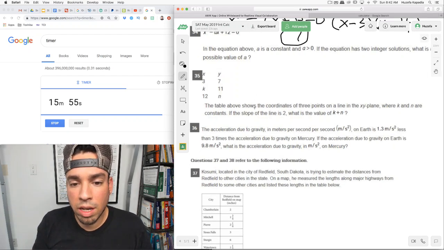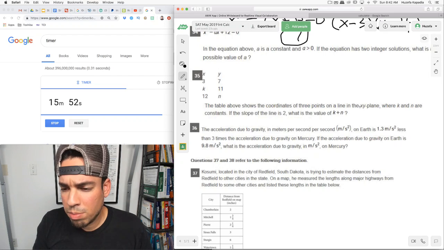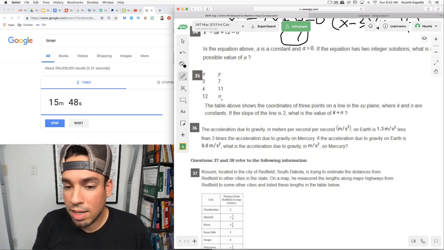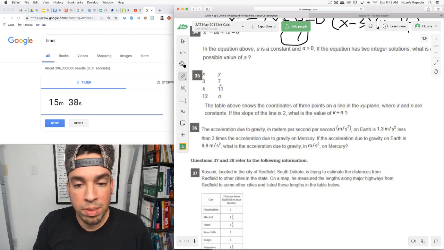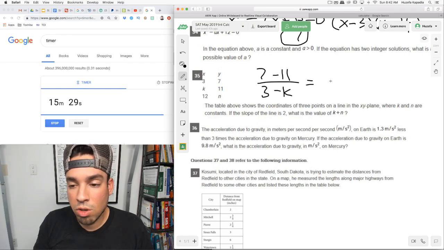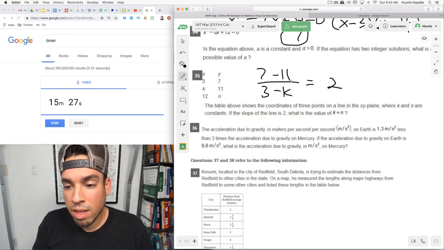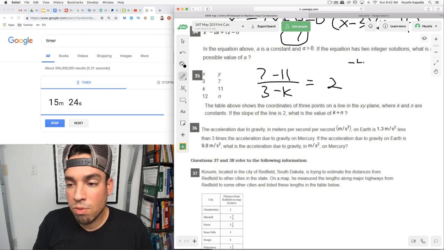Okay, next. The table above shows the coordinates of 3 points on a line in the xy plane. So it's a line, it's linear, where k and n are constants. If the slope of the line is 2, what is the value of k plus n? All right, watch this. Let's do a slope equation, right? So first, the slope is 2. So slope is, subtract down, okay? So 7 minus 11, the difference of the y's, over 3 minus k, the difference of the x's. And this all equals 2. That's our slope, right? So this would be negative 4 over 3 minus k equals 2.